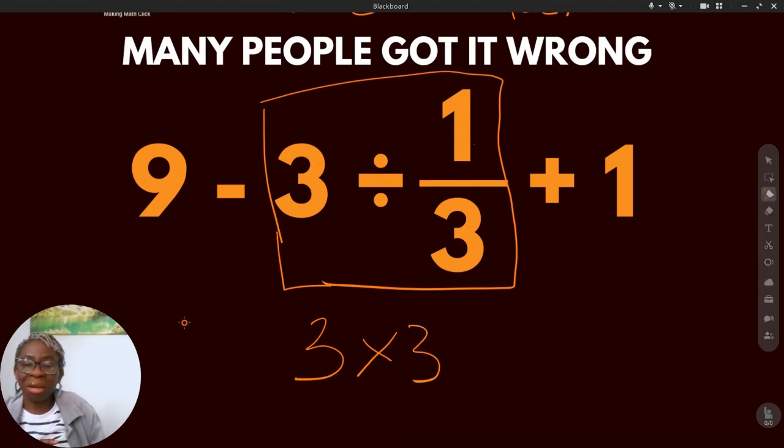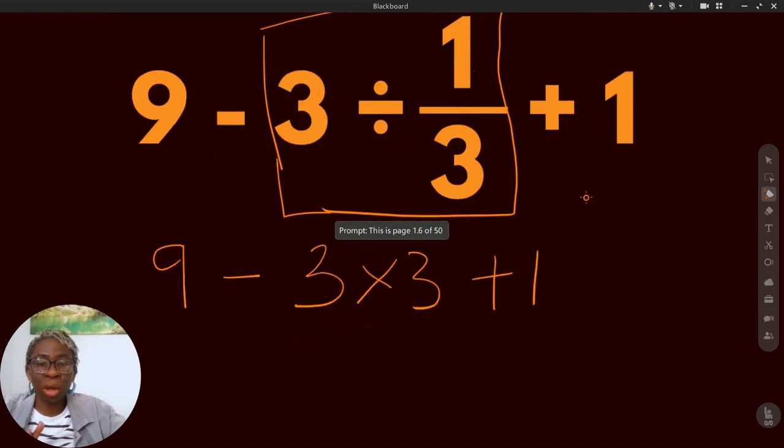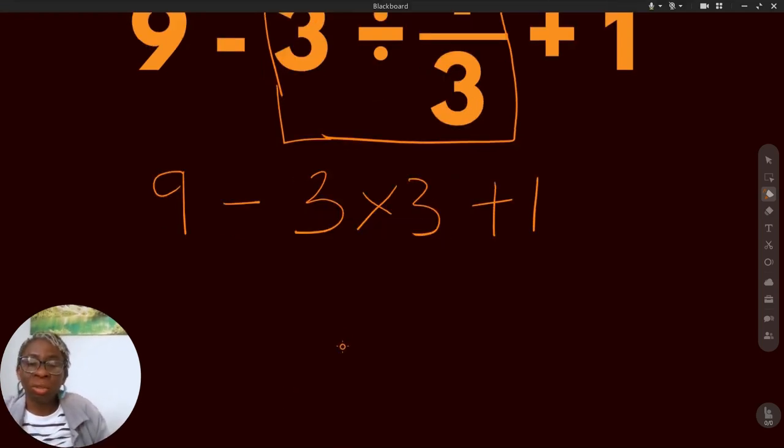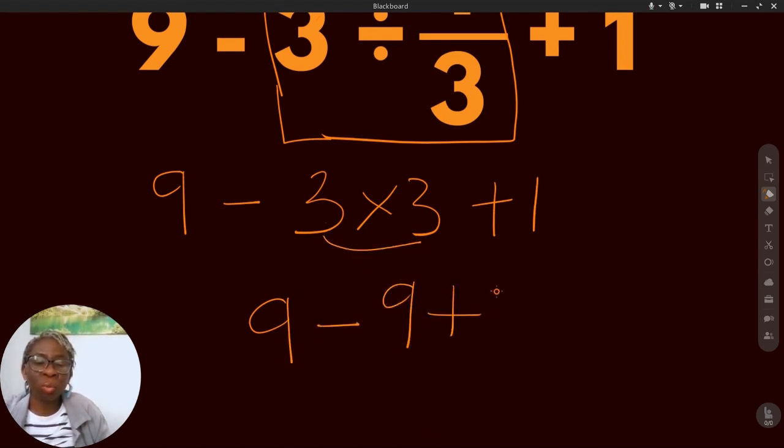So now we have 9 minus 3 times 3 plus 1. We just simplify the middle. We just divided the fraction and we've changed it to multiplication. Now we have to multiply before we subtract or before we add. So that means we have to say 9 minus 3 times 3 is 9. Then we have plus 1.